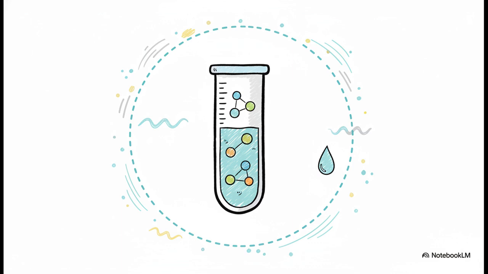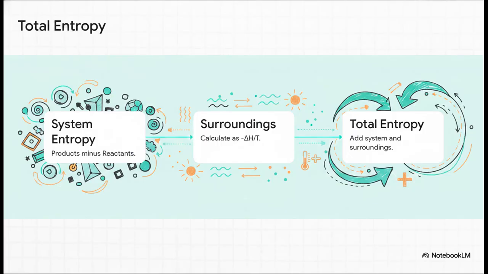You see, a spontaneous reaction isn't just about the system getting messier. It's entirely dictated by the total combined entropy change of both the system and the surroundings together. So how exactly do we find this total entropy change? It's a pretty straightforward 3-step mathematical process. Step 1, we calculate the system's entropy change.